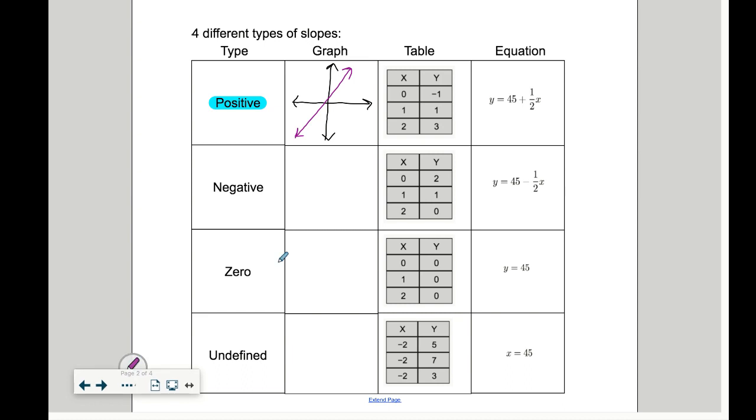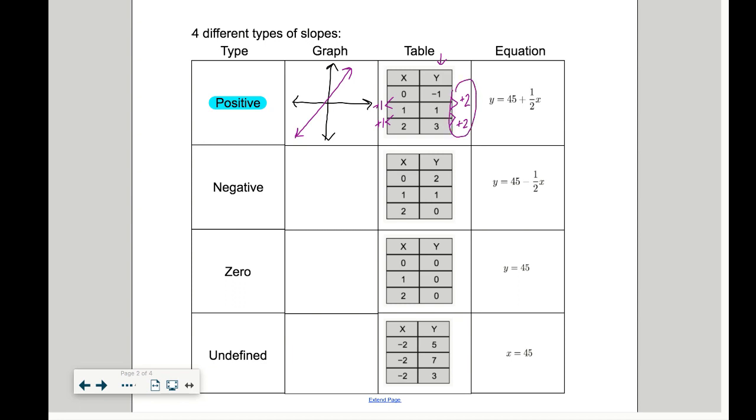Looking at the table, how are you going to know if something is a positive slope? You're going to compare your y's and your x's. If I look at my y values, which are right here, the difference between -1 and 1: -1 goes to 1, positive 2. And 1 goes to 3, positive 2. And if you look at your x's, these are all increasing by 1. So they're the same. And so we can say that this has a positive slope.